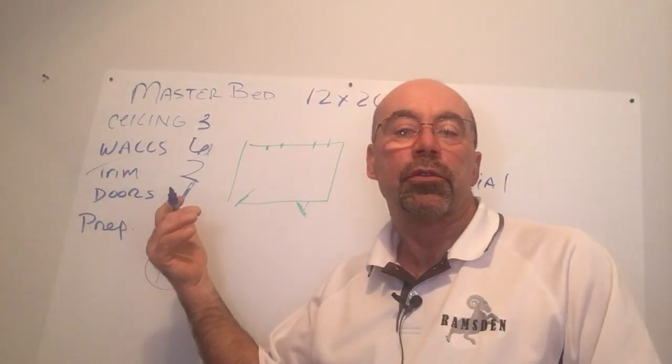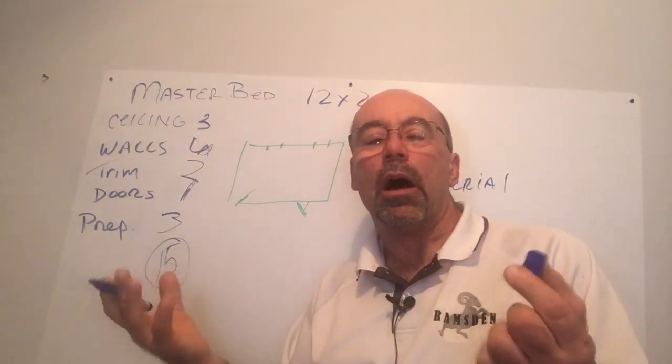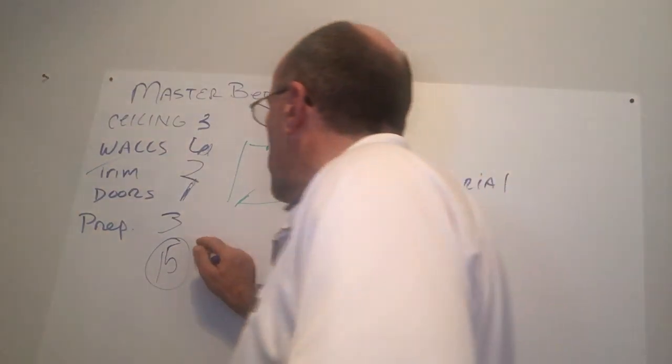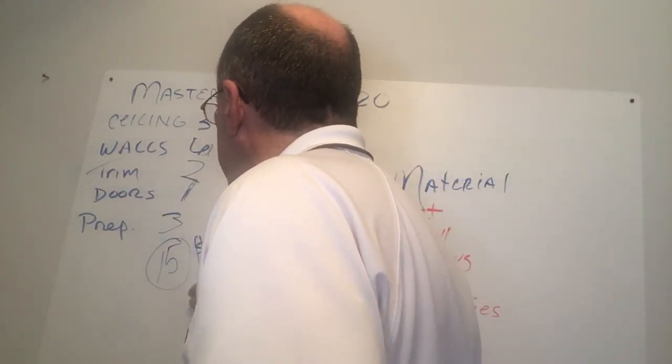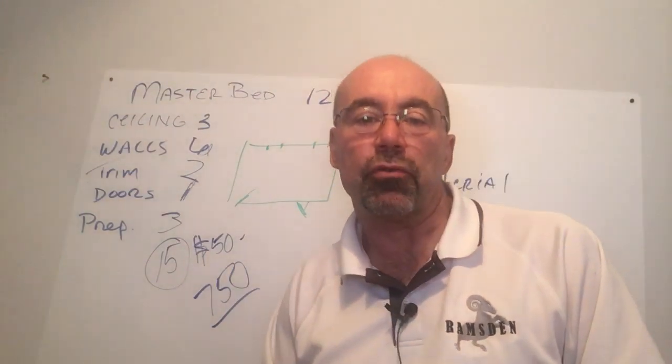So all you have to do is use your hourly rate. For this one, we're going to use $50 an hour. $50 an hour is $750. That's our labor charge to paint this room.